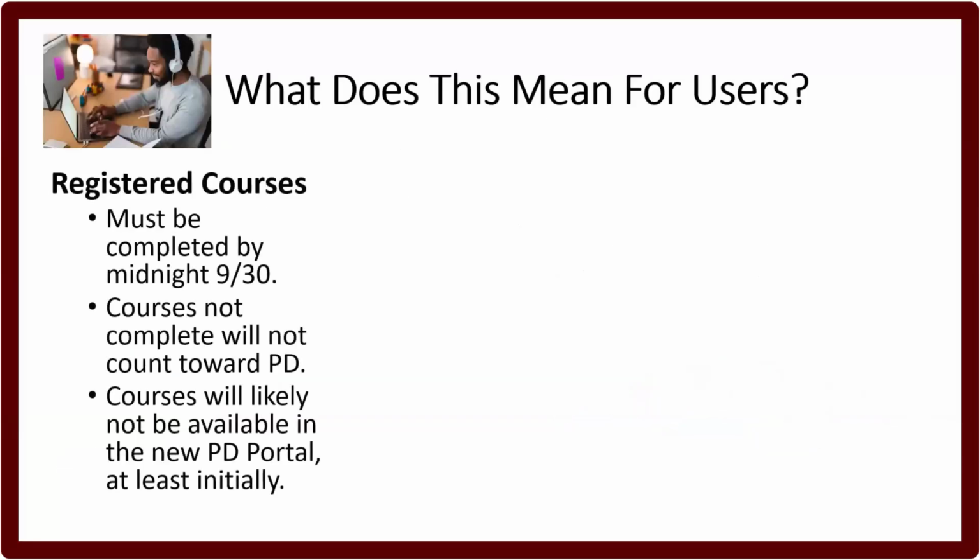So what does that mean for you? Registered courses must be completed by midnight on September 30th. They will go away after that point. Courses not complete at that point will not count for PD. And that course may or may not be available in the new PD portal, at least initially.